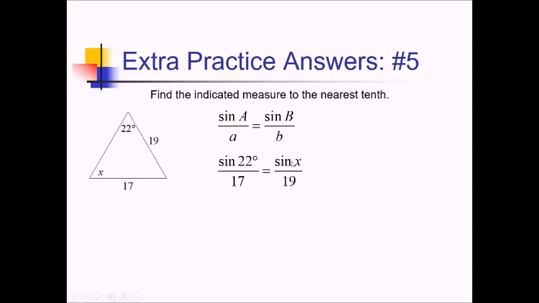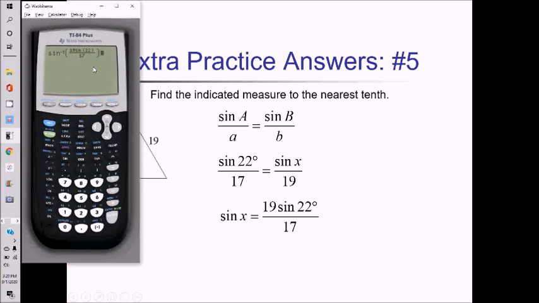Let's isolate sine of x. So to do that, we multiply by 19. That's 19 sine of 22 over 17. To actually get x, though, I need to take sine inverse of all this stuff. So let me do that on the calculator. On the calculator, I did second sine to get sine inverse, and I did alpha y equals to get my fancy fraction. Pressing enter on all that stuff comes out to 24.8 if I round up.